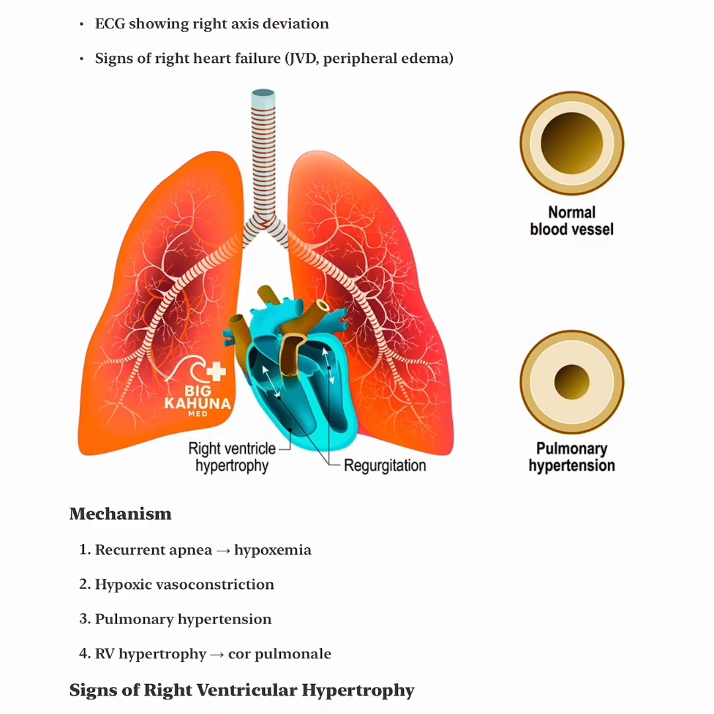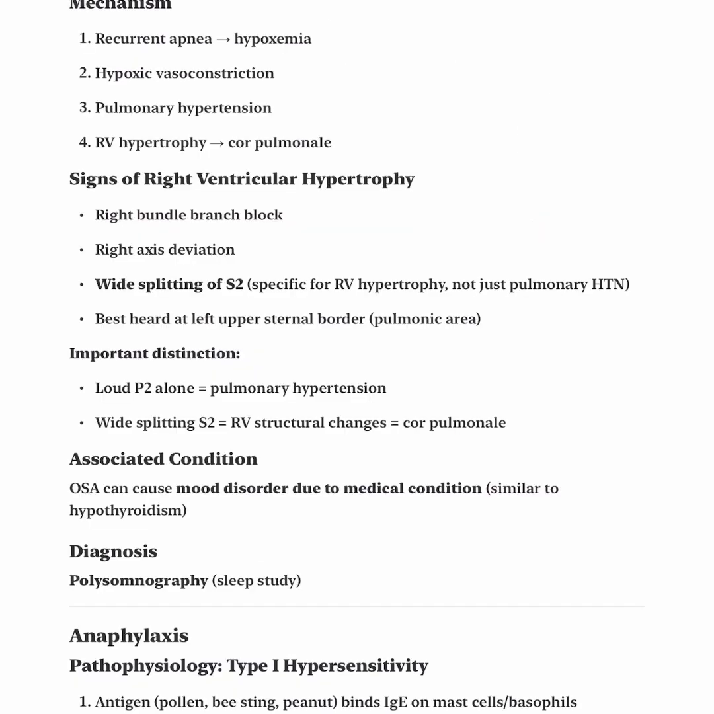Now, the signs of right ventricular hypertrophy are that you might see right bundle branch block. You'll have a right axis deviation, as well as a wide splitting of S2. This is specific for right ventricular hypertrophy, not just pulmonary hypertension. It's best heard at the left sternal border in the pulmonic area.